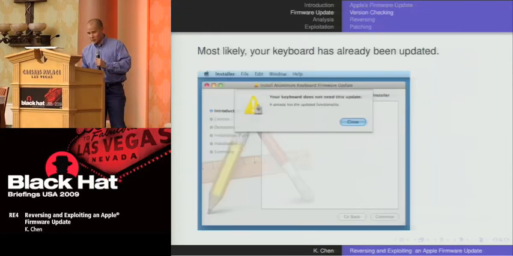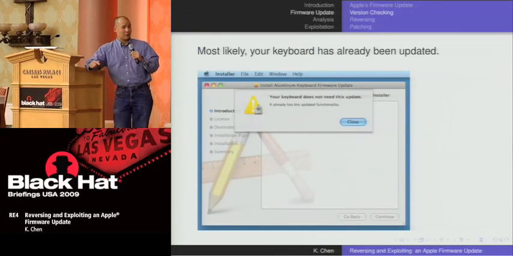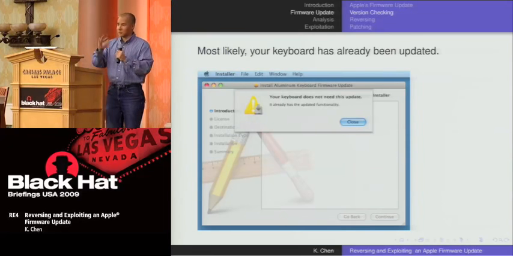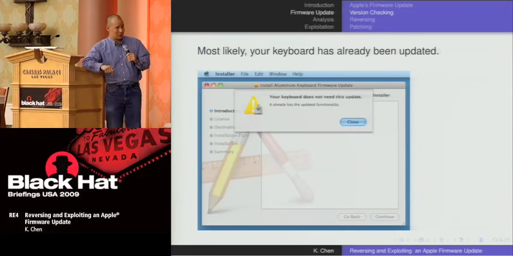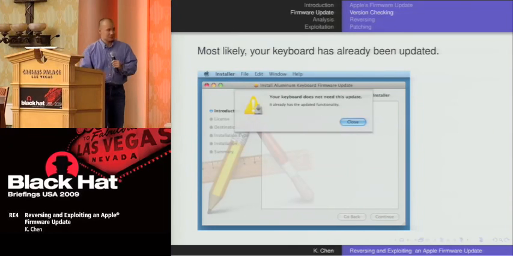Okay. So most likely, suppose you have one of these aluminum keyboards, and you download this thing and double click the .pkg file, and if you practice good internet hygiene and you apply your patches and everything, then the installer says your keyboard does not need this update. It says it already has the updated functionality.